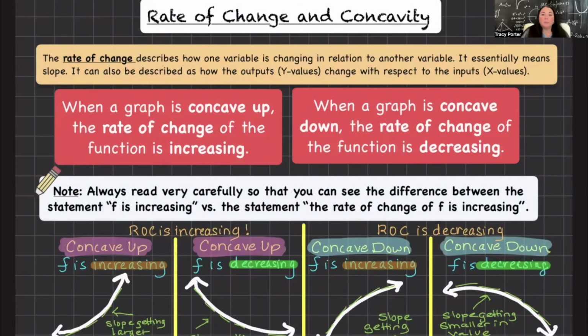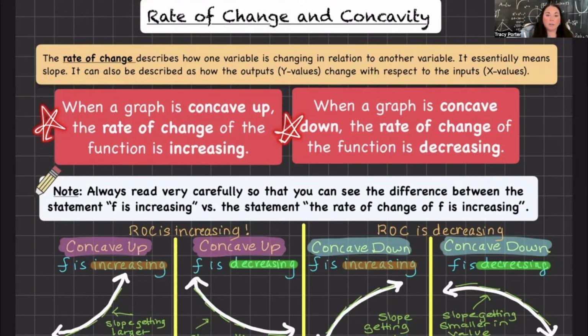Okay, so now we want to relate the concavity of the graph to the rate of change of the graph. The rate of change, we know, is the same thing as the slope. It describes how one variable is changing in relation to another variable. Also, the wording of the AP is that it describes how the outputs, which is Y, change with respect to the inputs, which is X. So we want to learn these two things here.